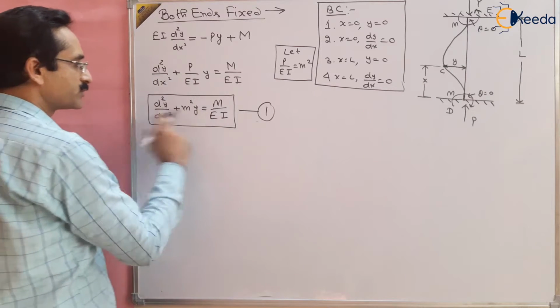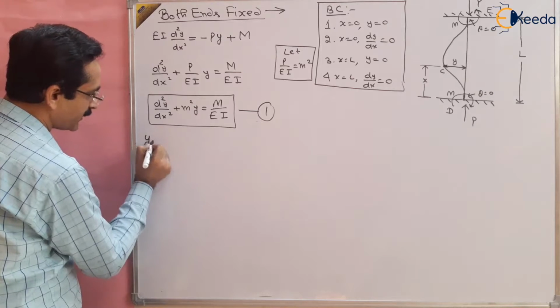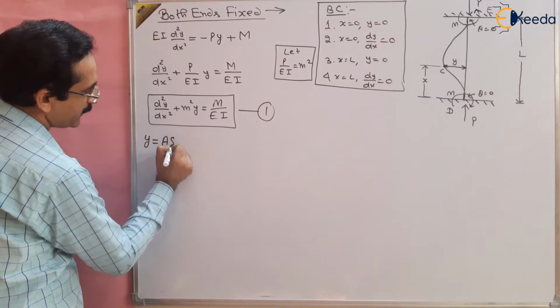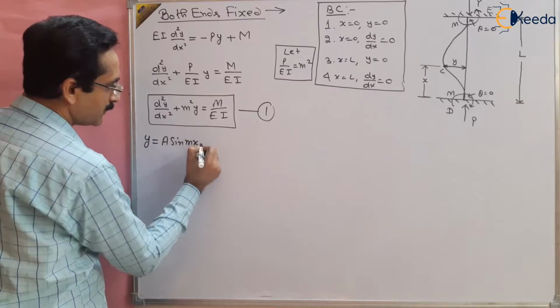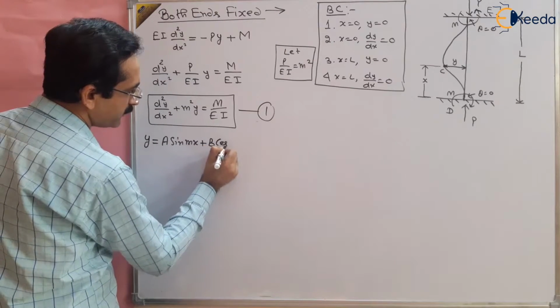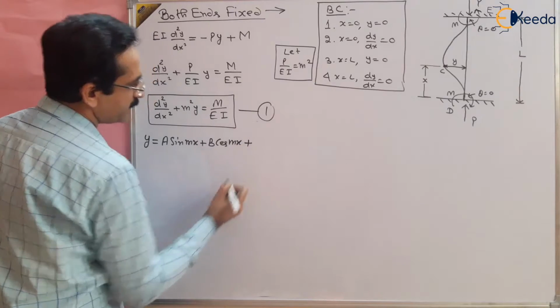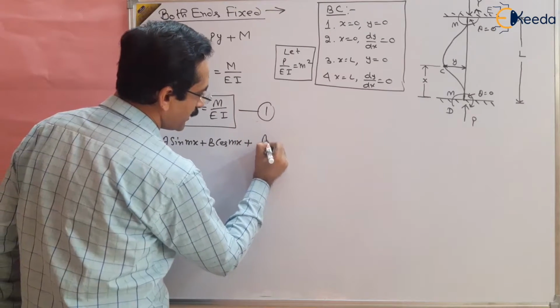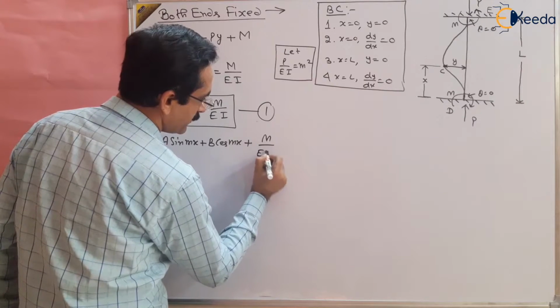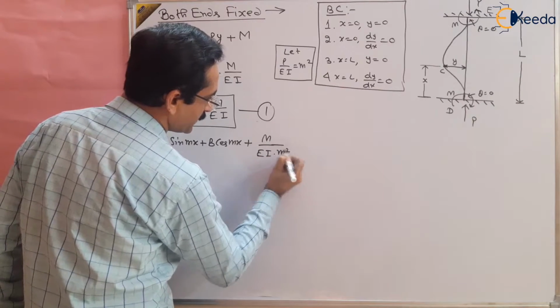So what is the solution of this equation? That is, y is equal to some constant A sin mx plus B cos mx plus this term divided by m square, so this term M by EI divided by m square, right?